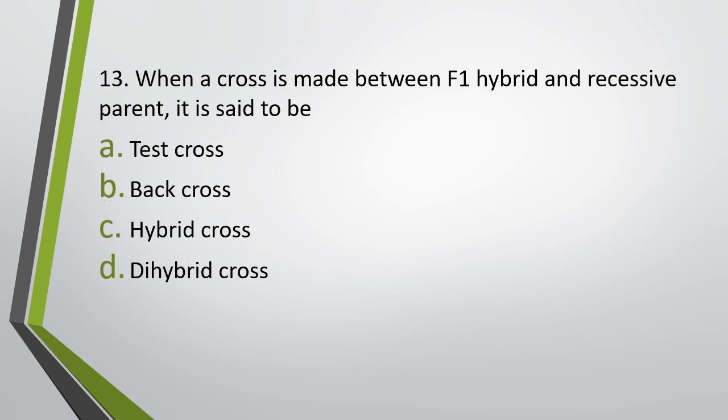Question number 13. When a cross is made between F1 hybrid and recessive parent, it is said to be test cross, back cross, hybrid cross or dihybrid cross. F1 hybrid with a recessive parent. Correct answer is option A. It is called as a test cross.